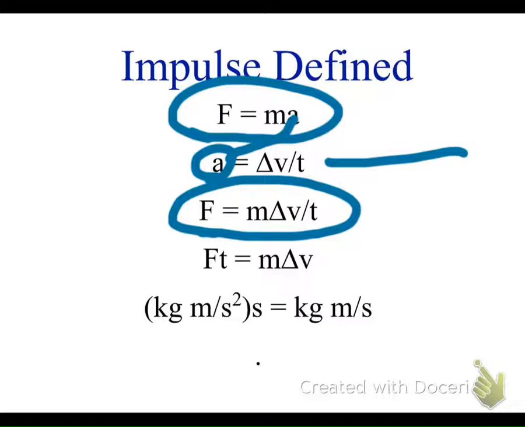Force is equal to mass times a change in velocity over time. If we multiply both sides by time, we get the definition of impulse. If we apply a force for a given amount of time, we're going to change its momentum. If we apply the force for a longer amount of time, we will get more change in the momentum. Any questions?